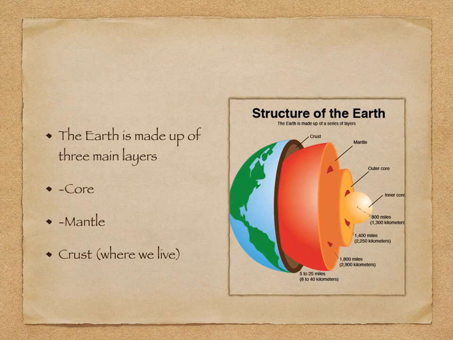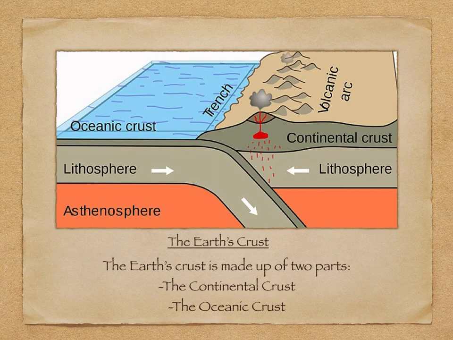As you can see here, the Earth is made up of three layers. The core, which is actually two layers, with an inner core and an outer core, the mantle, and the crust, which is where we live. The Earth's crust is made up of two parts, the continental crust, which is where the land is, and the oceanic crust, which is covered by the ocean.